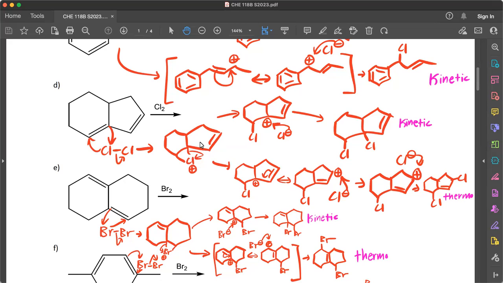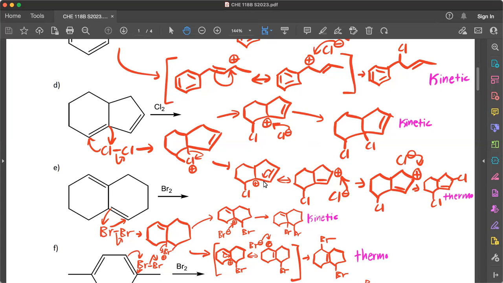Since we want the more stable tertiary carbocation, we're going to kick up the chloronium ion on the other side, forming our tertiary allylic carbocation here. Since this is our tertiary allylic carbocation, the chloride ion can attack that most stable carbocation intermediate, giving us a kinetic product.